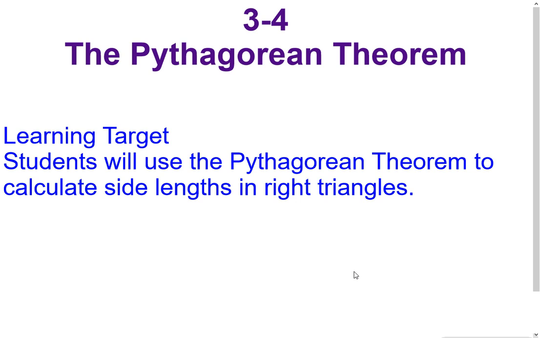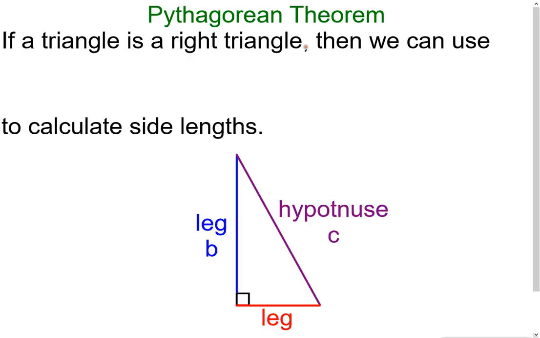Hi, I have a lesson on the Pythagorean Theorem and how we can use that to help us find missing sides in a right triangle. Before we go to actually using it, we have to figure out what it is. What the Pythagorean Theorem tells us is, if a triangle is a right triangle, then we can use this little equation: a squared plus b squared equals c squared.